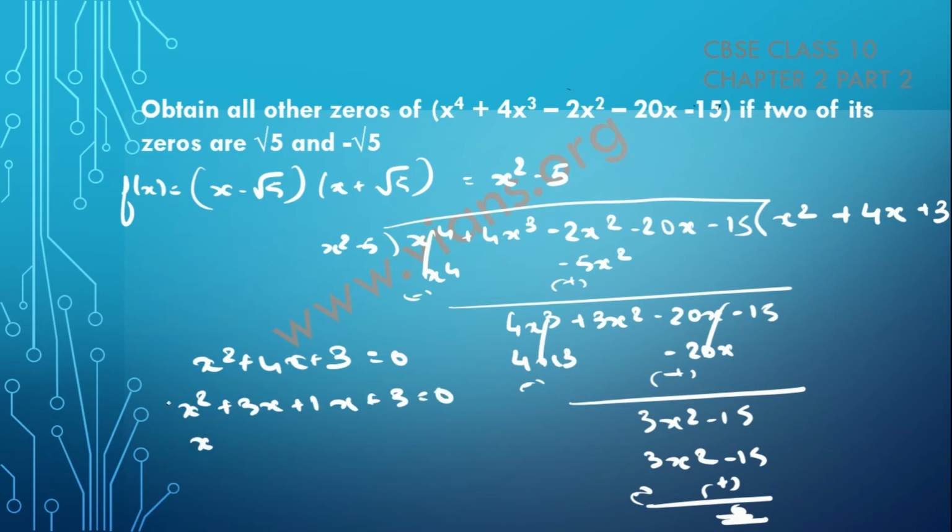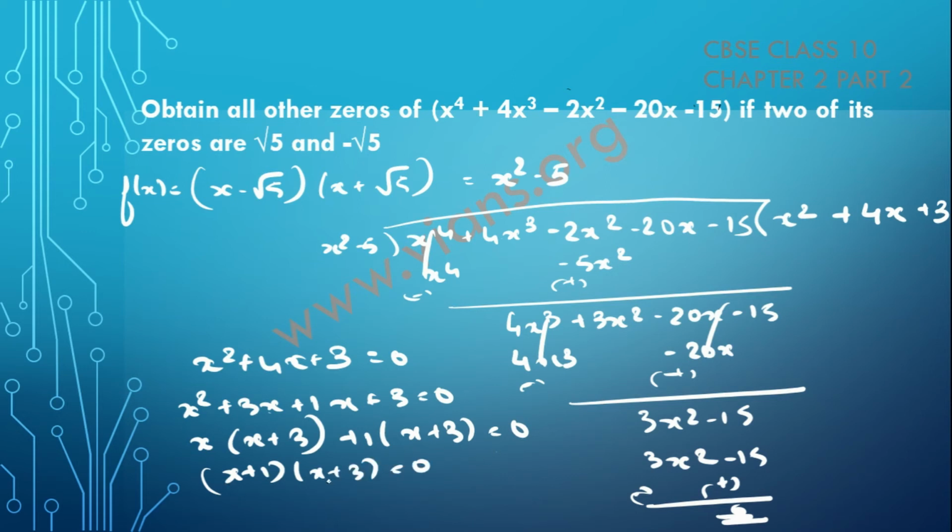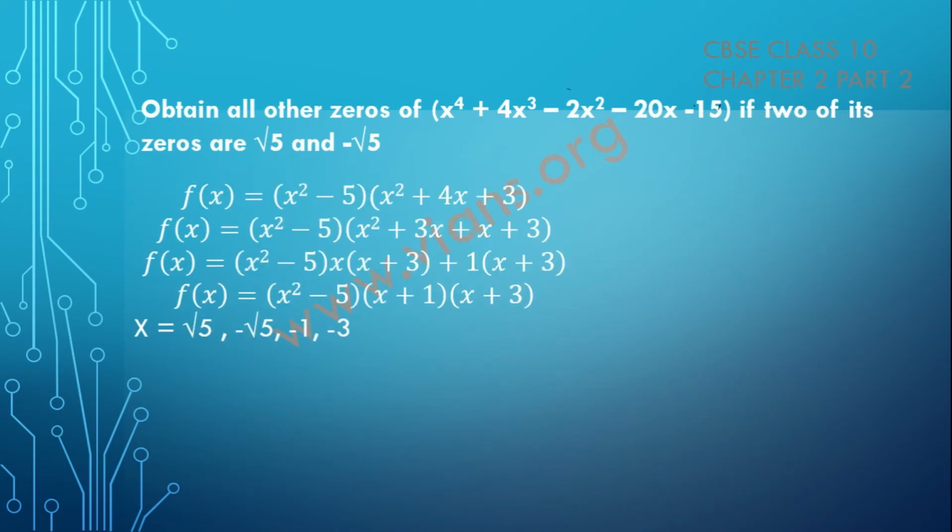Let's take out common factor. X is a common factor between the first two terms, so x into x plus 3 will give you x square plus 3x. If I take 1 as a common factor between the other two, I will get 1 into x plus 3 is equal to 0. So this becomes x plus 1 into x plus 3 is equal to 0. That means either x plus 1 is equal to 0 or x plus 3 is equal to 0. That means x is equal to either minus 1 or minus 3. And these are the additional two zeros of this particular equation. If you see, that's what we've done over here. We've got minus 1 and minus 3.